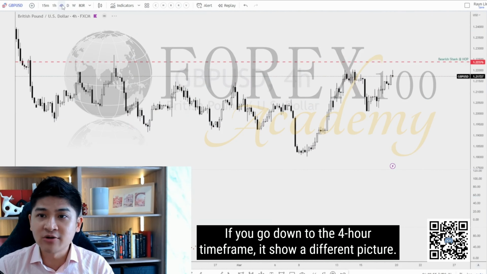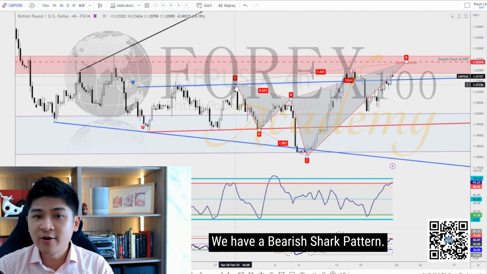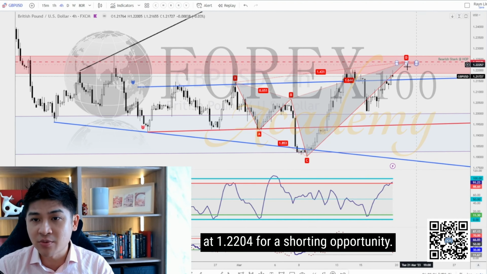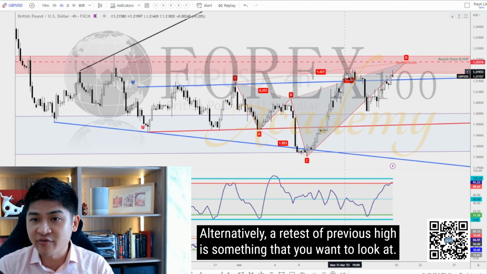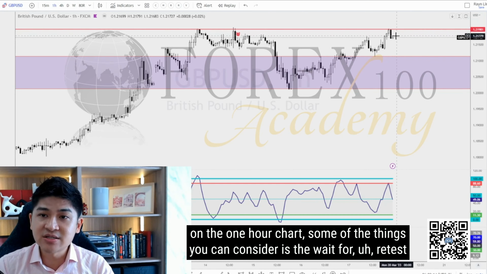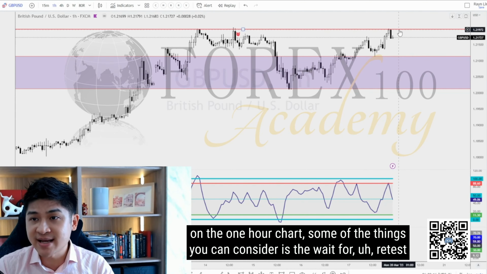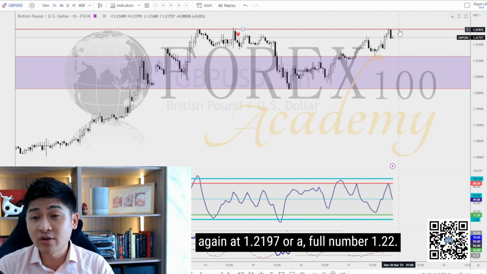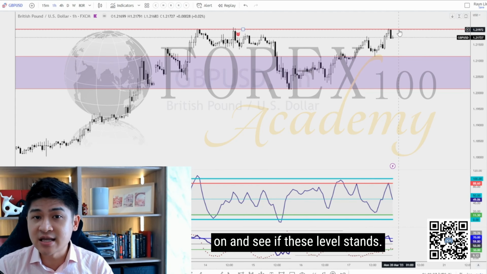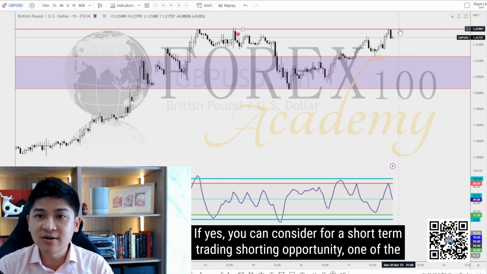If you go down to the 4-hour time frame, it shows a different picture. We have a bearish shark pattern. Traders who are looking for a shorting opportunity can wait for confirmation at 1.2204 for a shorting opportunity. Alternatively, a retest of previous high is something that you want to look at. On the 1-hour chart, some of the things you can consider is to wait for a retest again at 1.2197 or a full number 1.22, all right, which is the price action number or figure that you can focus on and see if this level stands. If yes, you can consider a short-term shorting opportunity.